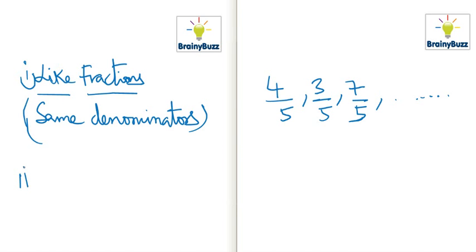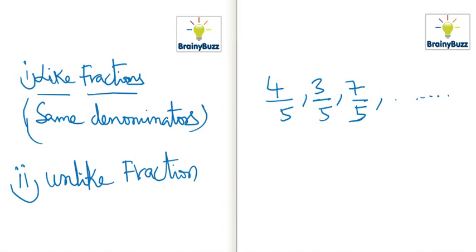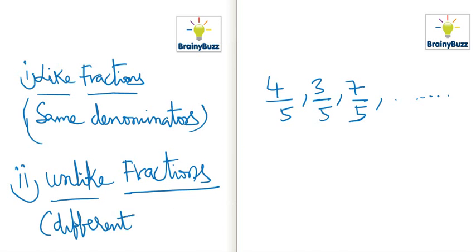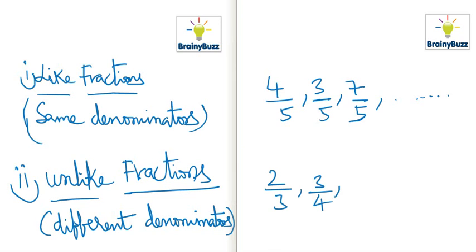Second one, unlike fractions. That means having different denominators. For example, 2 by 3, 3 by 4, and so on.